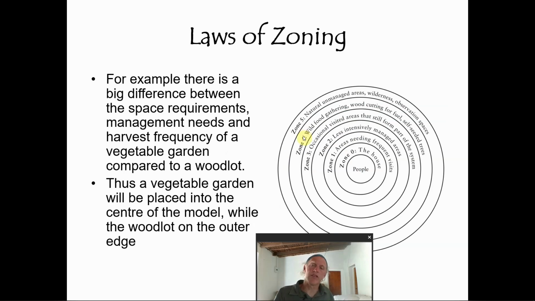So we have these 6 zones that radiate out, okay. And each zone decreases in management requirements and in intensity of production, and needs more space to enable the elements that are in there to self-regulate and function. So you can see the zone 5 is very big relative to the zone 0.